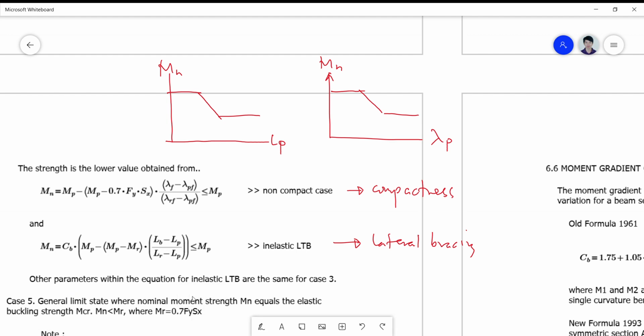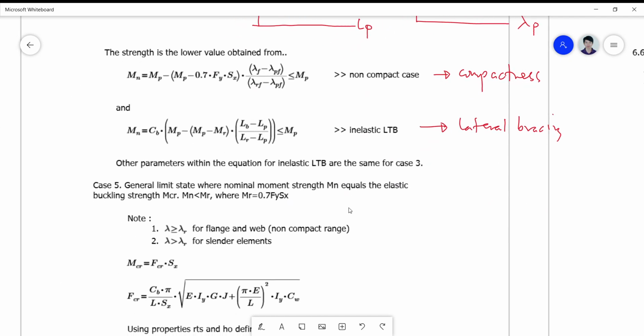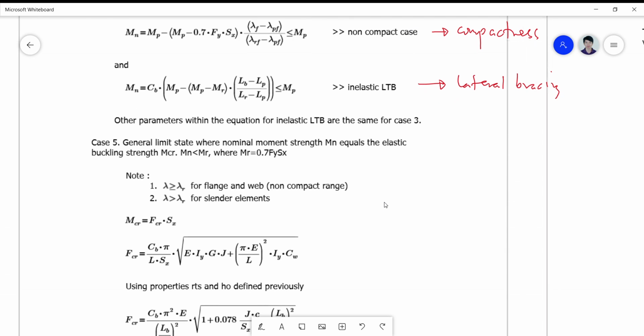So other parameters within the equation of inelastic LTB are of the same case for case 3. And for your case 5, this is now your elastic LTB scenario. You are now forced to get your critical moment MCR. Okay, so take note that your MR in this case is equivalent to 70% of FYSX.